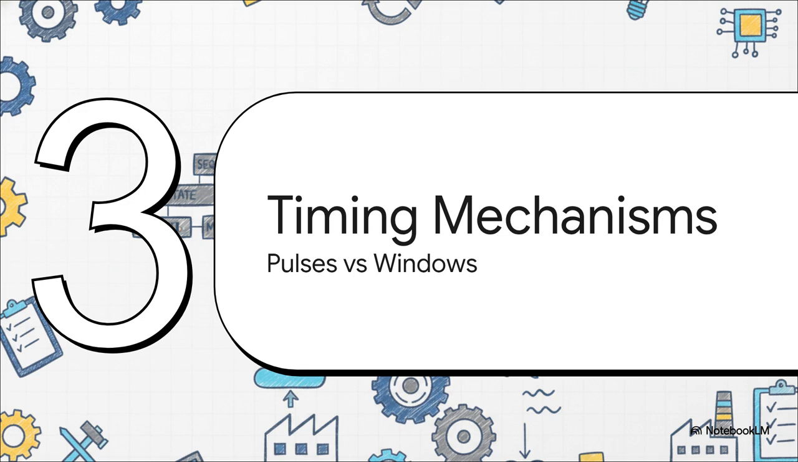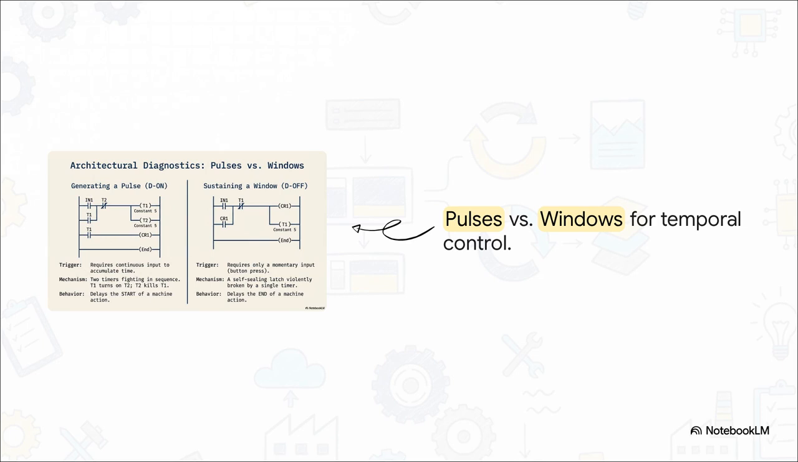Okay, section 3. Timing. Pulses versus windows. As engineers, we are constantly needing to delay the start or delay the end of a physical machine action. But how do we actually manipulate time within a PLC scan cycle? Well, here we have 2 fundamental engineering mechanisms sitting side by side, generating a pulse versus sustaining a window. Over on the left, we are generating a pulse to delay the start of a machine action. This requires continuous input to accumulate the time.